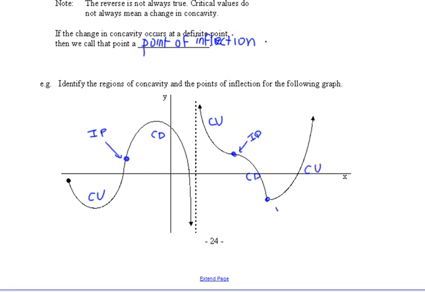Would this still be an inflection point? It's not differentiable, but it's still an inflection point. The point exists. Why is that an IP? Because it's the point, approximately somewhere in here, where it changes from concave up to concave down. So it's just where it changes. Yeah, we're estimating here, so this is about the point where it switches.